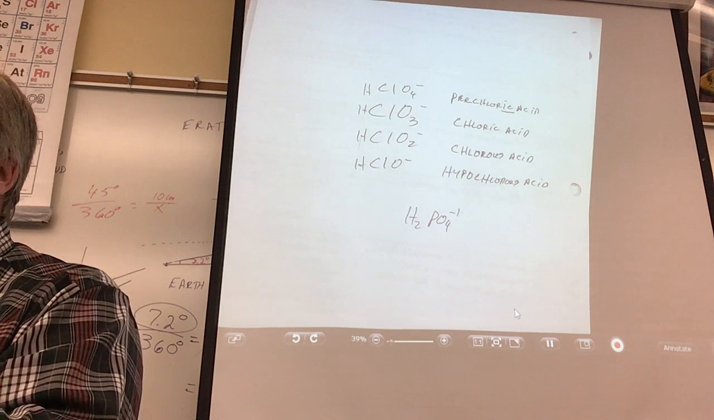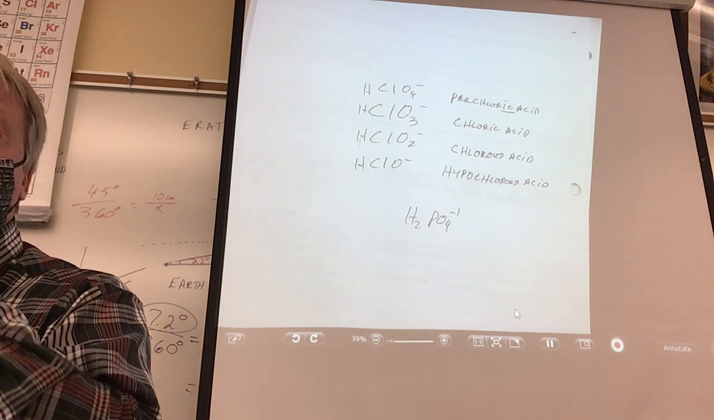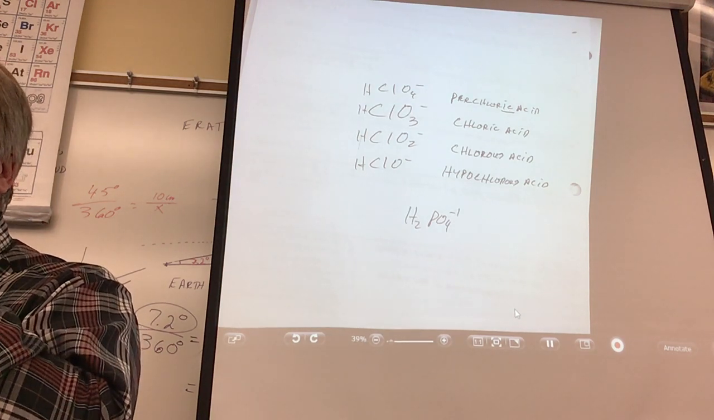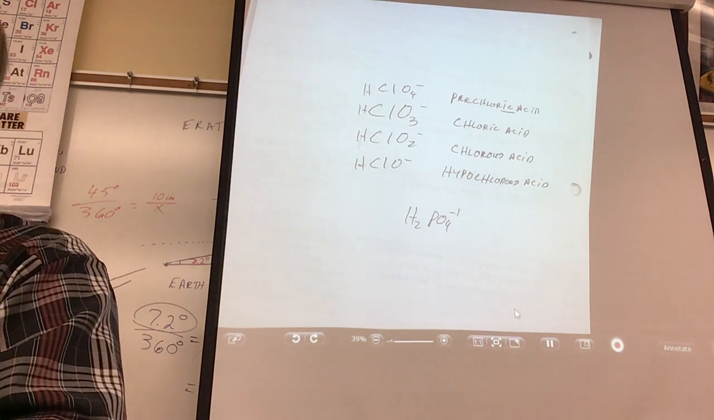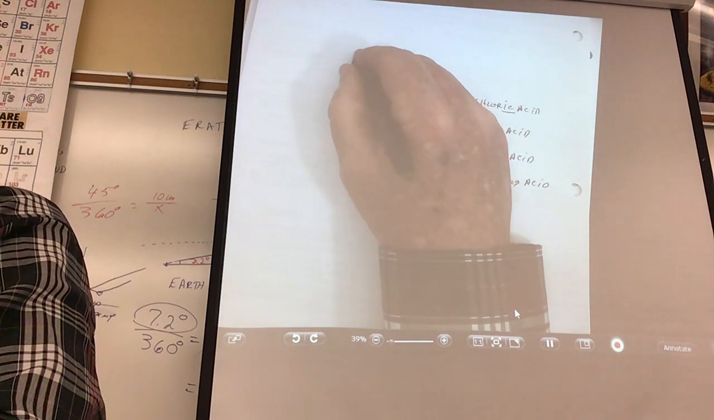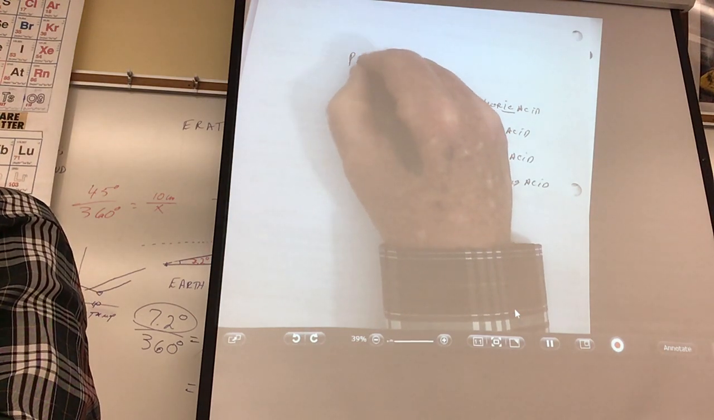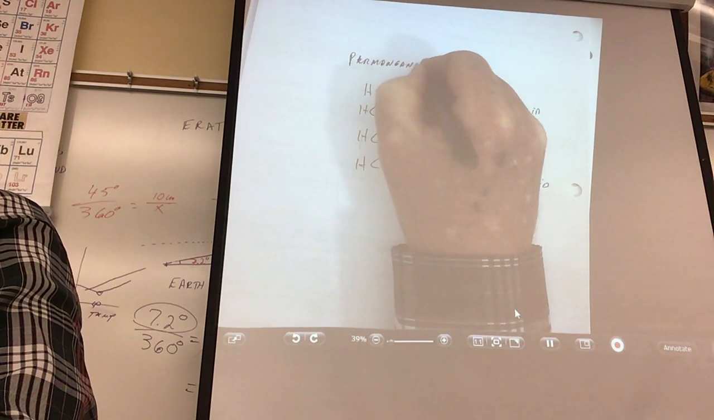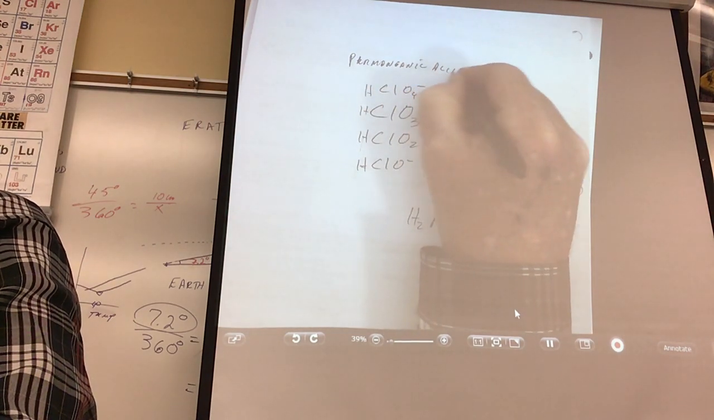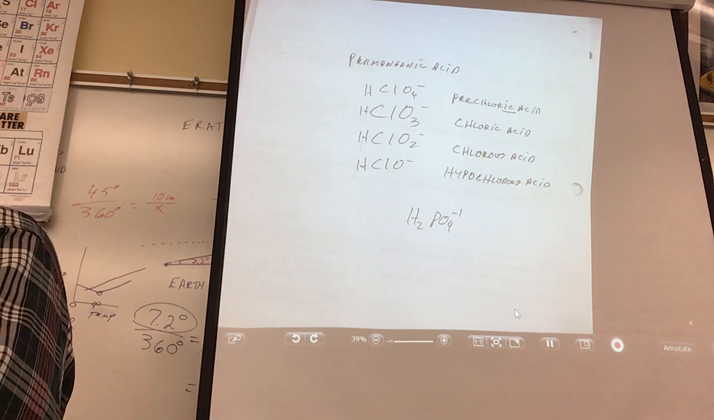We have a whole sheet in here, and all you do is name acids. And also, just naming them is one thing, but what if I give you the name? Can you write the formula? Okay, so let's try one. I'm going to give you a hard one. Can I give you a hard one? There you go. Permanganic acid.